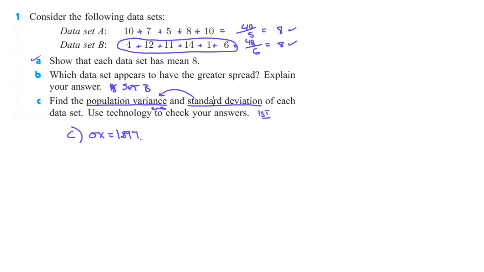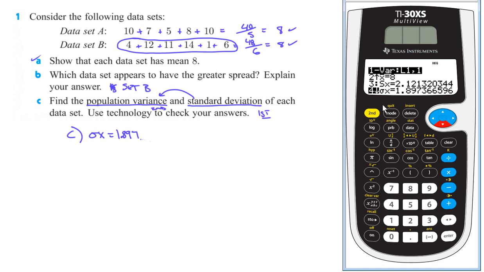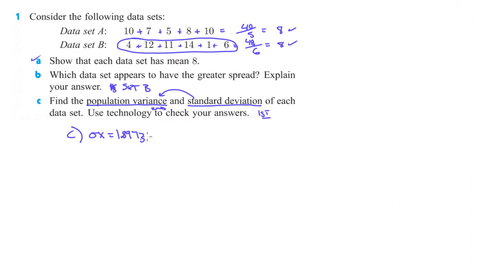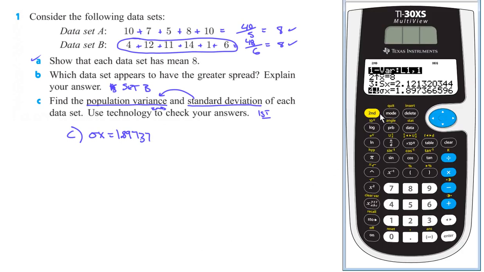Now to come up with the population variance, normally we find the population variance first and take the square root of that to get the standard deviation. So we're just going to take this 1.897 and square it. The more digits you come up with here, the more accurate your answer will be. So the standard deviation is 1.89737. Then I'm just going to do second quit.